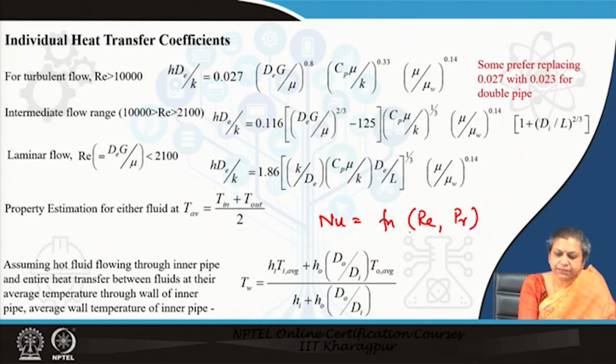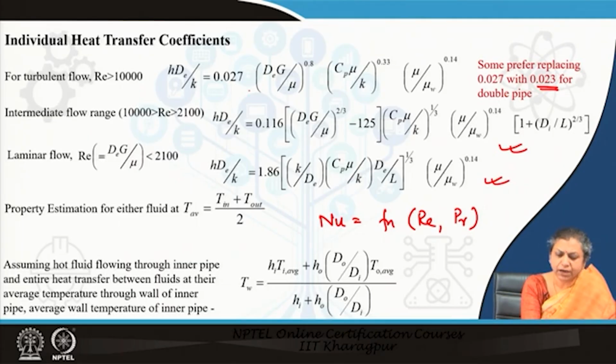So, therefore, the different correlations are provided here. For turbulent flow, mostly they are turbulent flow. So, therefore, this is the correlation, and it is also mentioned that for double pipe often we use 0.023. For the intermediate range also the correlation is given. For the laminar flow also the correlation is given.